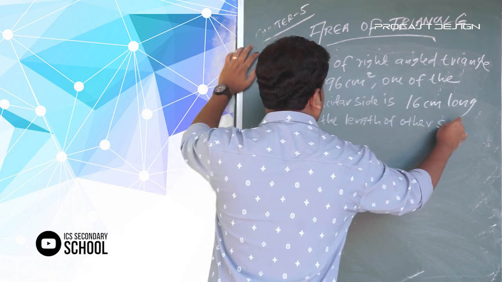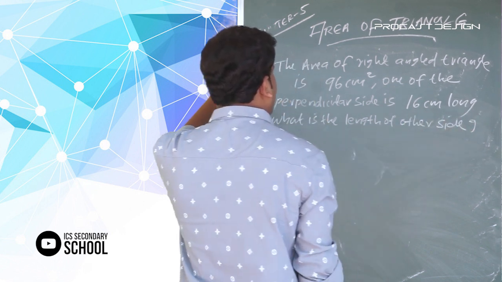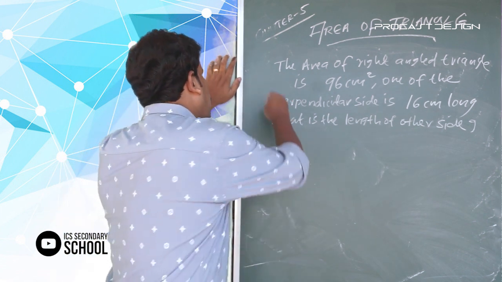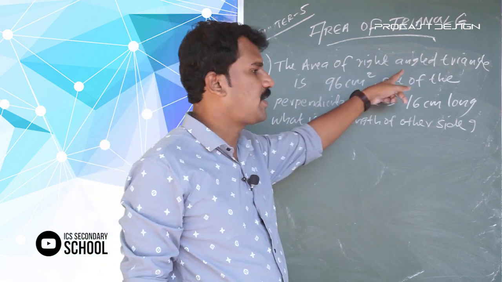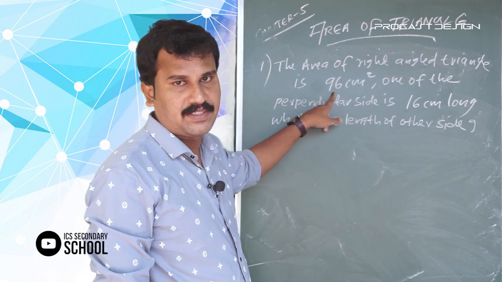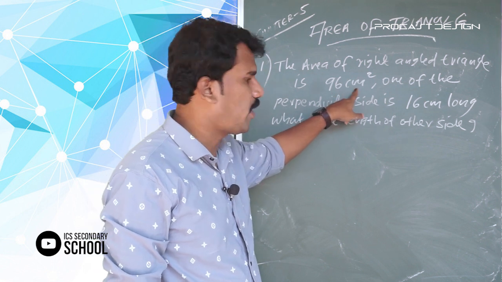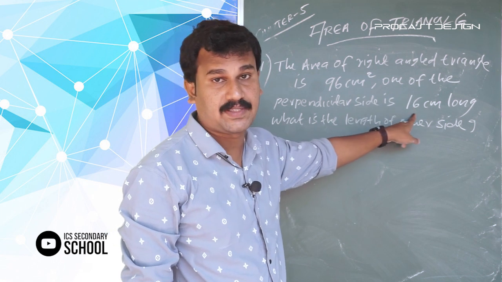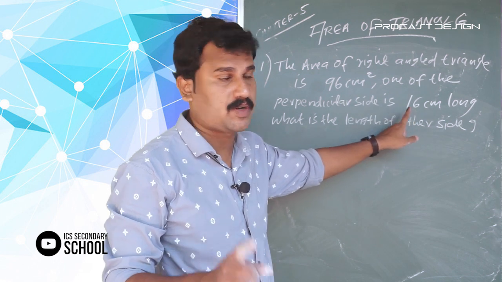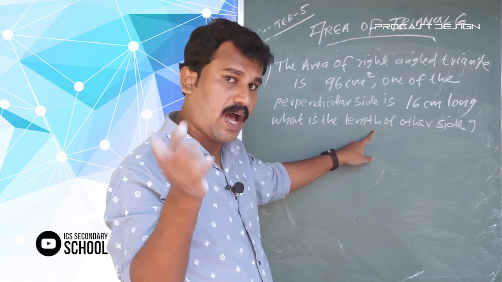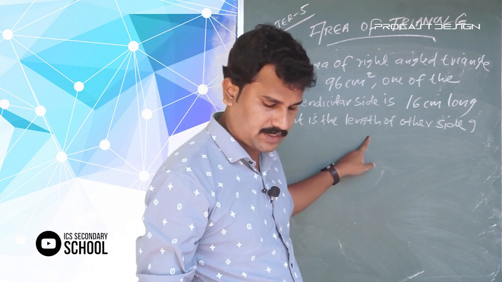This is the question. Once more I read the question. The area of the right angle triangle is 96 centimeter square. We have been given that one of the perpendicular sides is 16 centimeter long. Then what is the length of the other side?